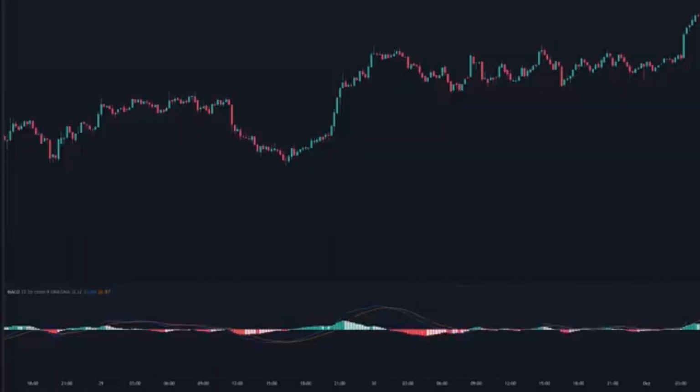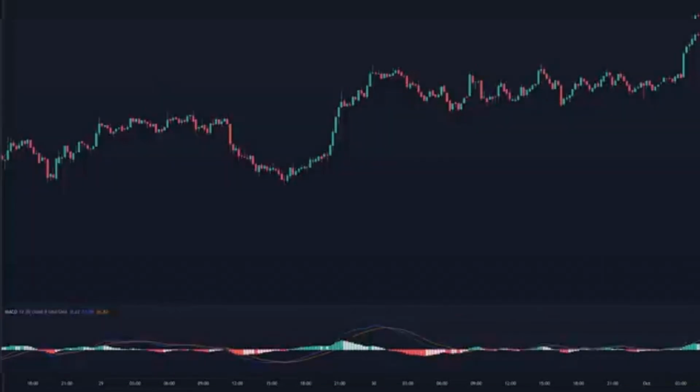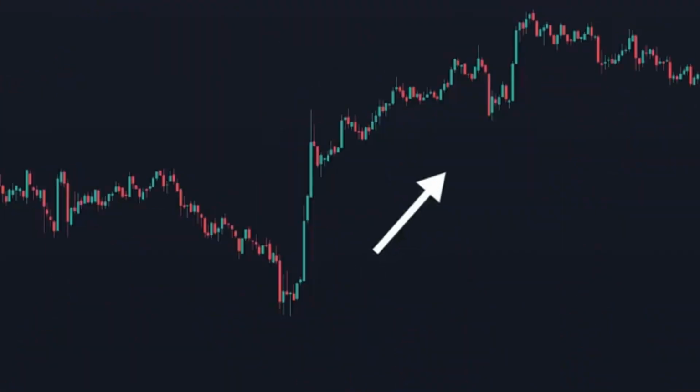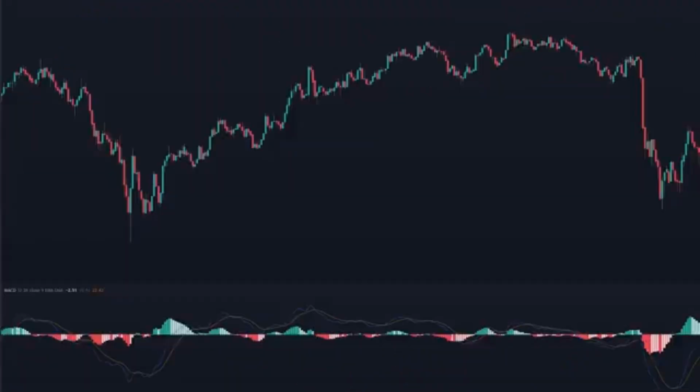But the problem most traders encounter is that they only use this indicator by itself. Let me tell you why this doesn't work. The MACD indicator works extremely well if the market is in a trend. So for example here, the MACD indicator is doing a great job indicating when the price is about to move upward because the chart is in an upward trend.